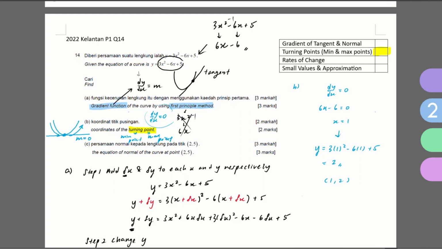And lastly, the third part is we need to find the equation of normal using this point. So this actually involves the first application of differentiation. So what does the equation of normal mean? So let's say we have a tangent through this point.